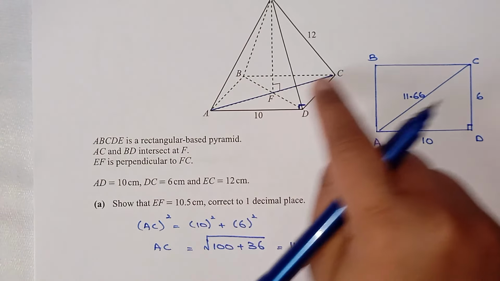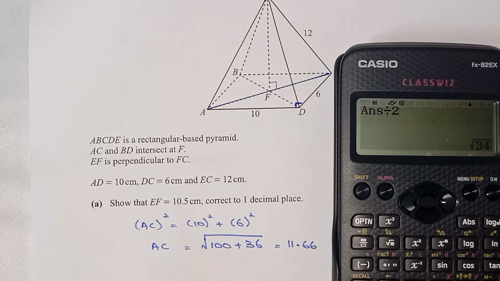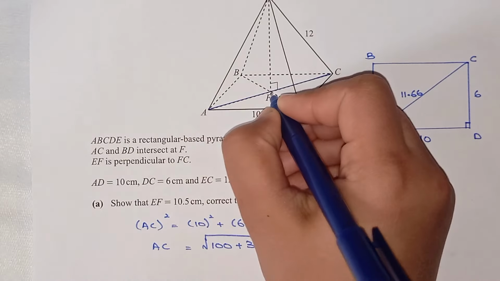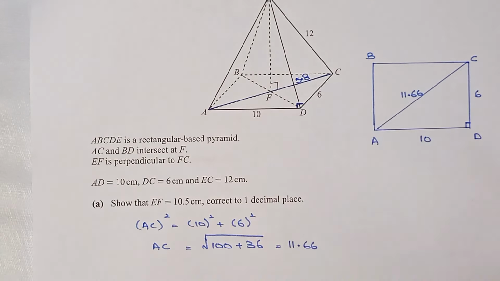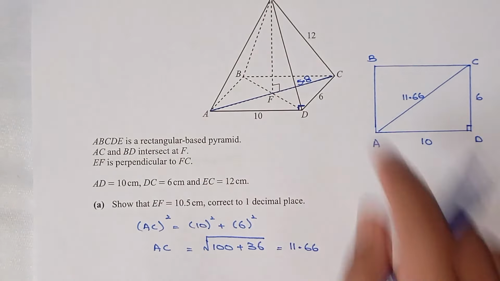Now we know that AC is broken into two equal sections, AF and FC. So we can divide it by 2. The answer would be 5.83. So A to F is 5.8 and F to C is 5.8. Now we got the value for FC and EC is also given to us.